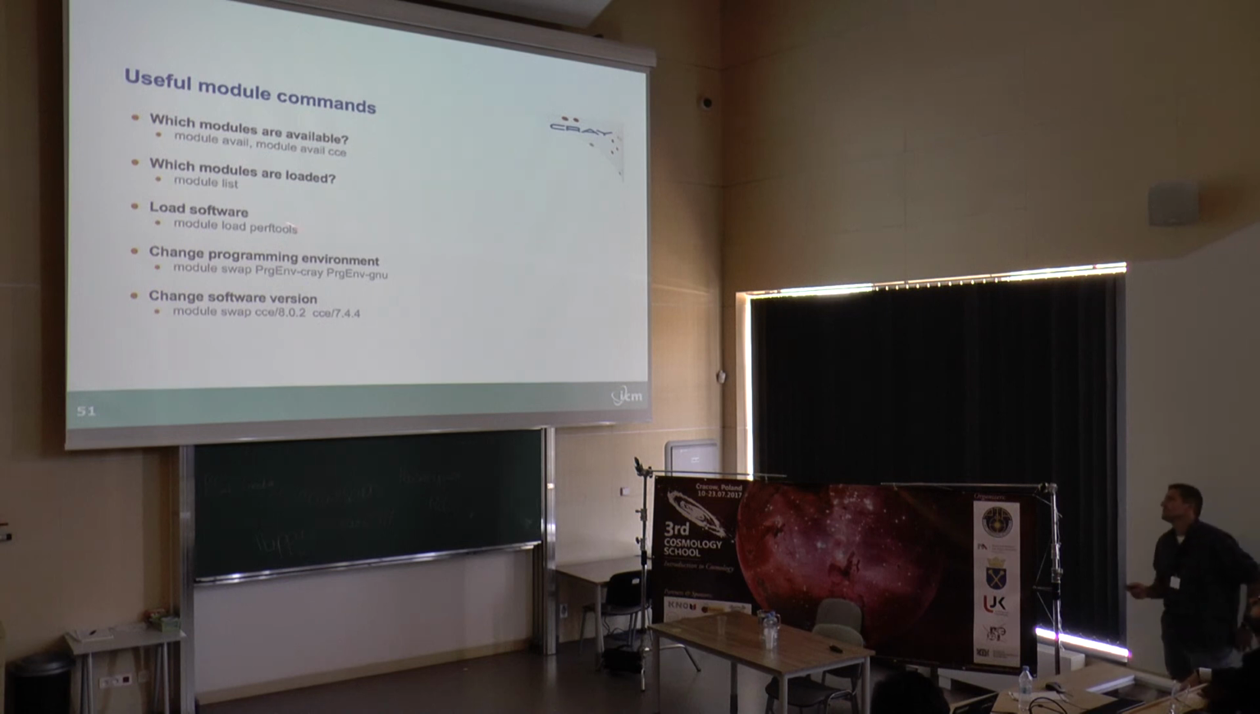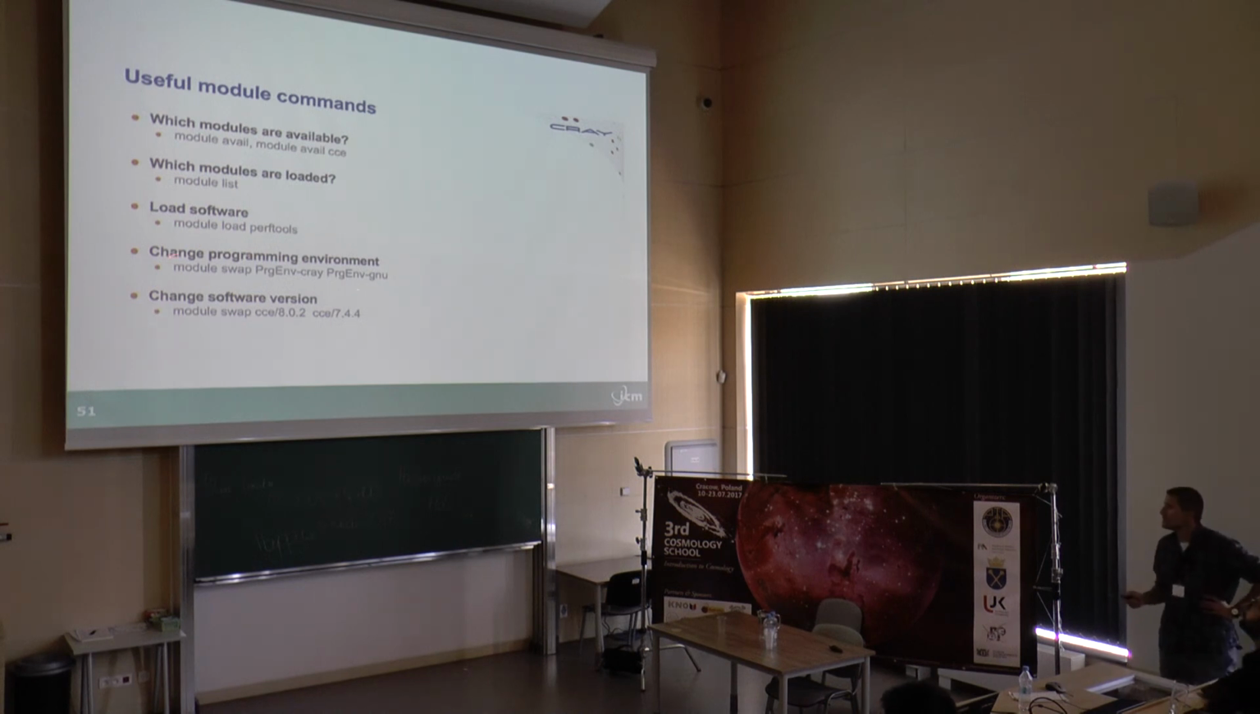The basic module commands are: module avail will list all the modules that are available on the system, so for example, all the software that is installed on the system. Module list is the list of modules that are currently loaded in your environment, so the modules that you are using currently. Then you can load a specific module, for example, with the command module load perftools, which is a module available on the Okeanos system.